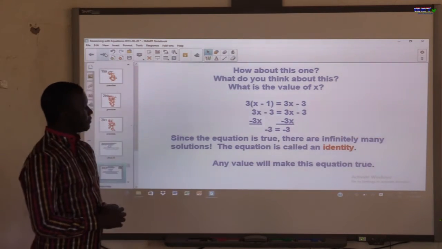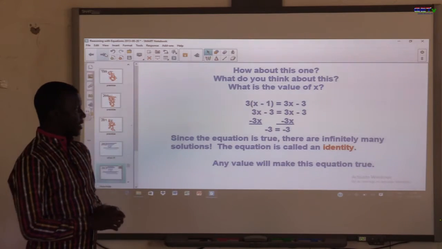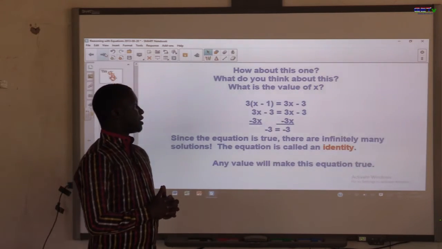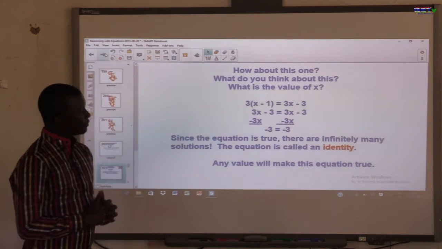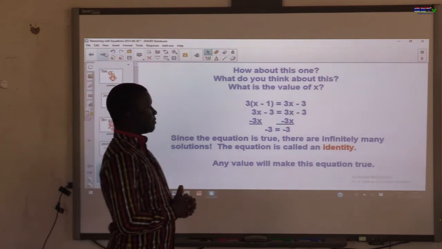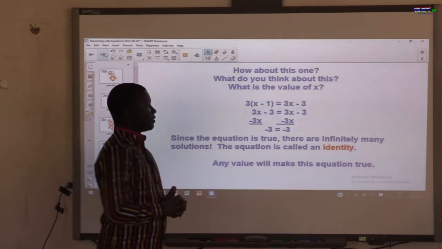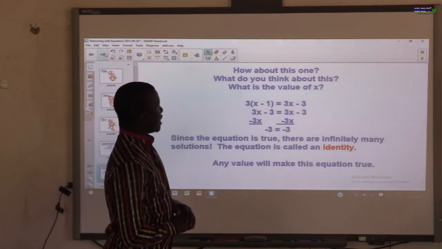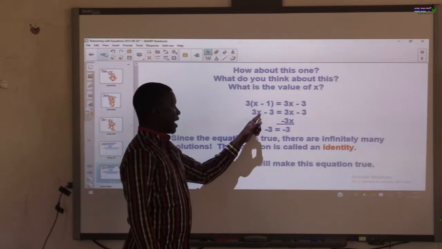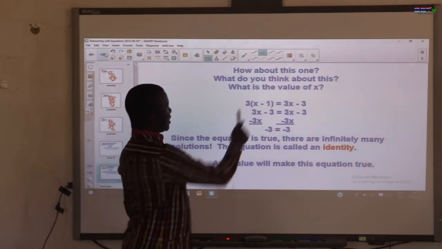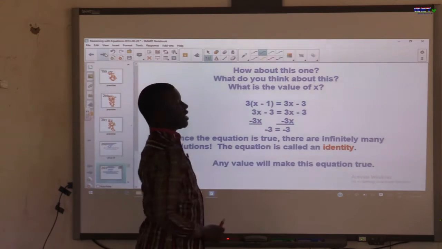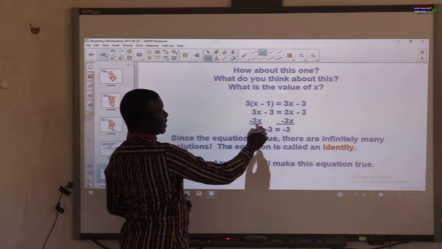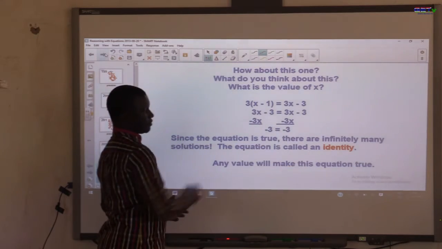How about this one? What do you think about this? What is the value of x in this equation? 3 times the quantity x minus 1 is equal to 3x minus 3. Using our distributive property to expand our bracket here, 3 times x is 3x, and 3 times negative 1 is negative 3. We undo the 3x by subtracting 3x from both sides.